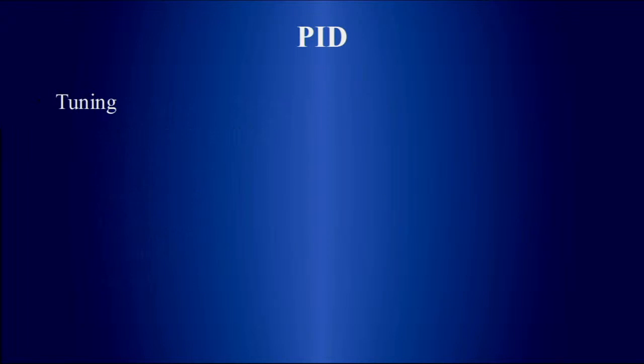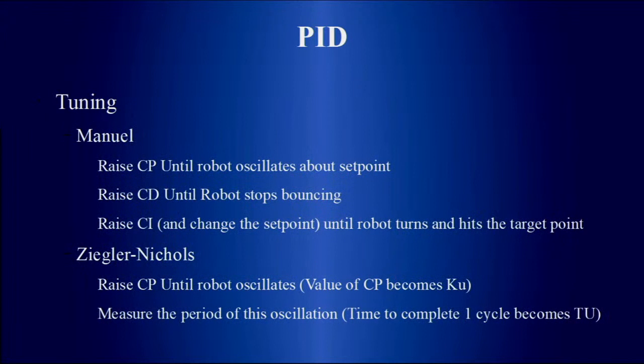Conceptually, for manual tuning, you raise the constant of proportional until the robot oscillates about a set point, raise the derivative until it stops bouncing, and then raise the integral until the robot turns and hits the target set point. I also oftentimes will do this in the form of: raise the proportional until it is getting close, and then raise the integral until it turns and hits it exactly.